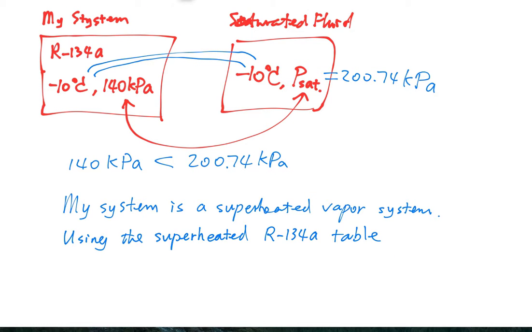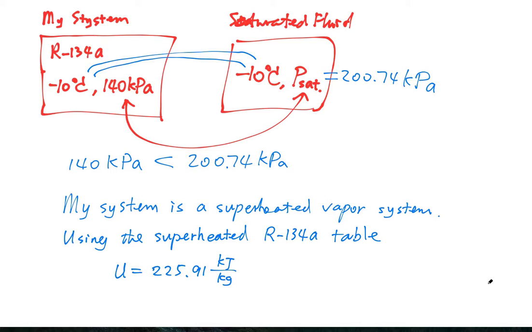Okay, so let's come back to our problem. My system is a superheated vapor system of R134A, and using the superheated R134A table, I found that the internal energy of my system, the specific internal energy, or the intensive property, is equal to 225.91 kilojoule per kilogram.